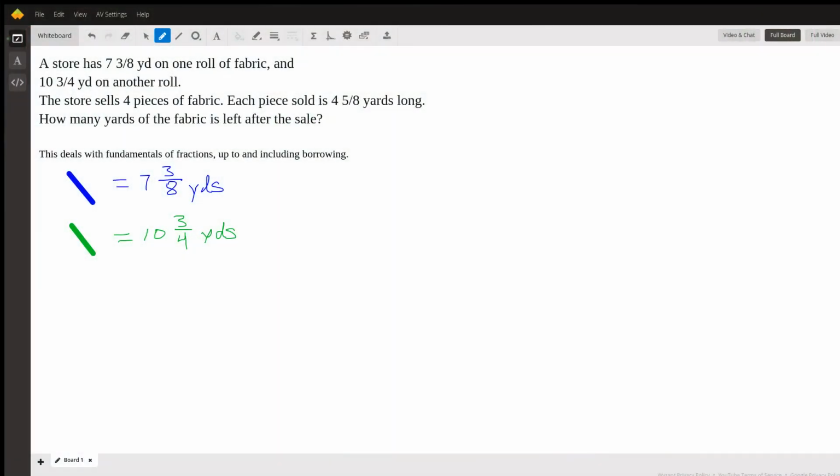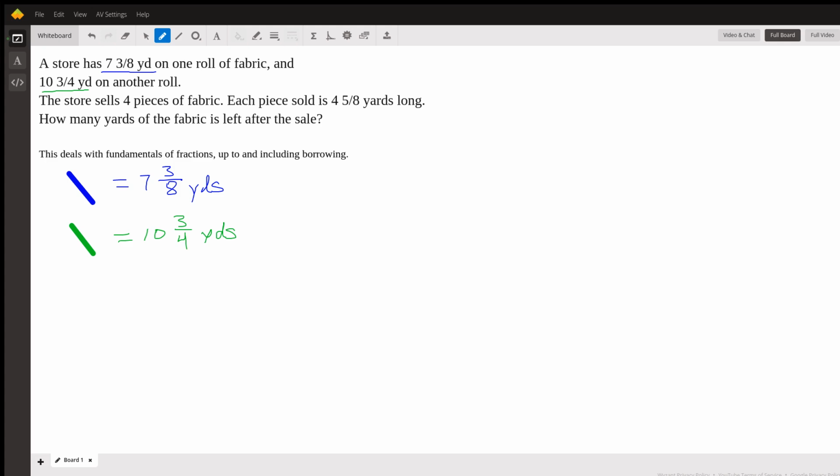In this elementary math problem, it says that a store has 7 3/8 yards of a roll of fabric. The store also has a second roll that is 10 3/4 yards of fabric. Now the store sells 4 pieces of fabric that are each 4 5/8 yards long, and the question asks how many yards of fabric is left after the sale.